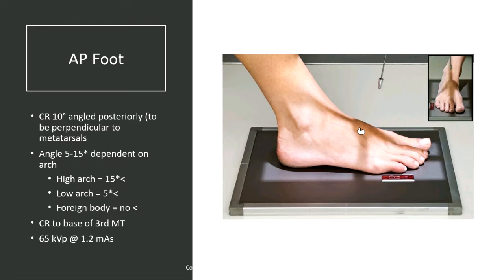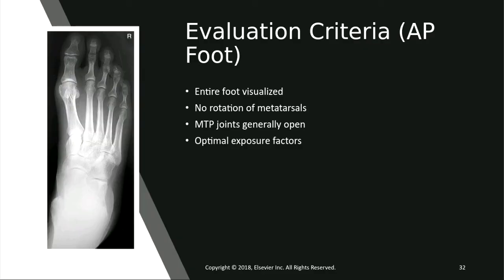Our next image, let's evaluate that one. When we look at the criteria on an AP foot, we need to visualize the entire foot. You don't want any rotation in the metatarsals. So when you're looking here, you shouldn't see any rotation. The metatarsal phalangeal joint should appear open. And optimal exposure factor.